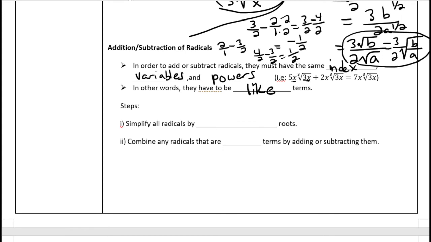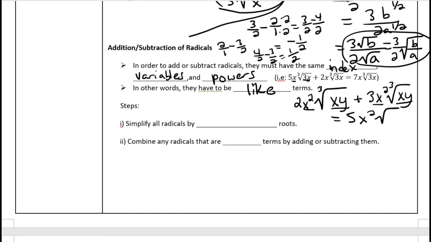All right, I'll give you another example. So if we had cube root of 2x squared times xy, plus 3x squared cube root xy. See, we can combine these since they have the same variables, x squared and xy, and they have the same index, so we can combine it into 5x squared cube root of xy. All right, so just another example of, as long as they're like terms, you can combine them.